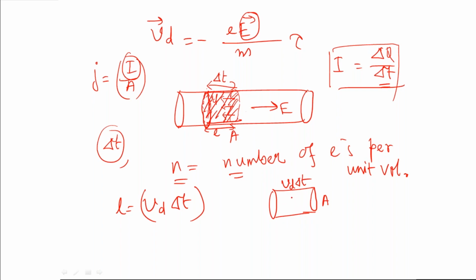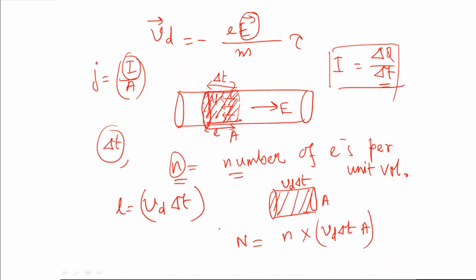So what is the volume here? The number of electrons which are there in this volume are crossing in this delta time. Suppose this n is the number per unit volume. So I can get the number of charges per unit volume into the volume. This is the total number of electrons which are crossing this area in delta t time.